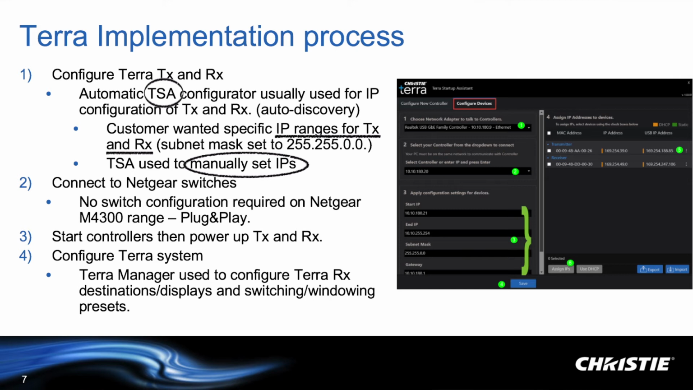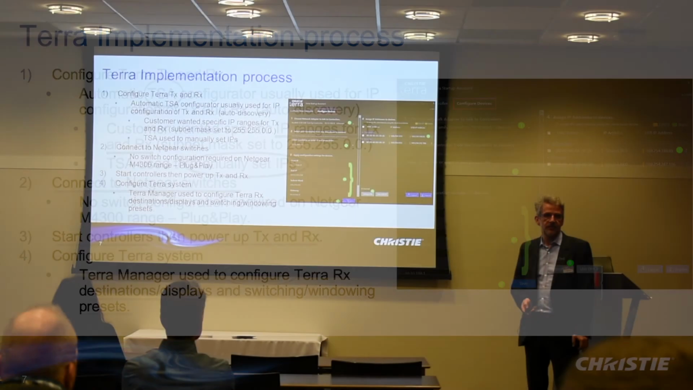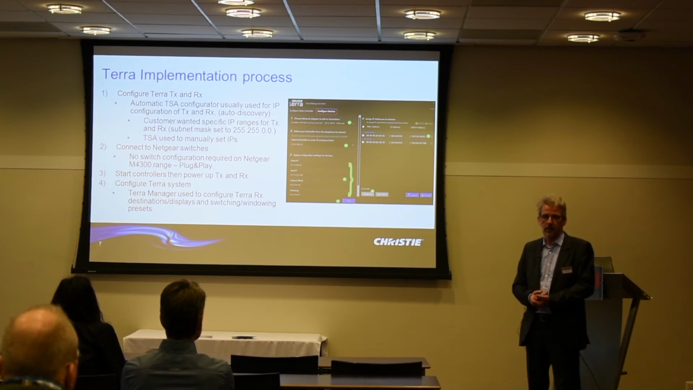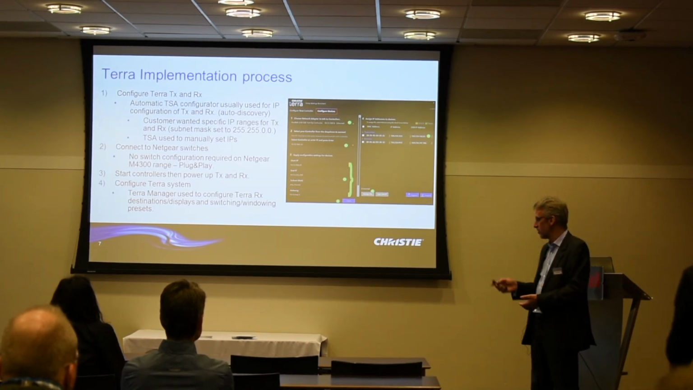Next step was to put everything in the rack, connect everything up to the Netgear switch, start the controllers and power up the transmitters and receivers, and then go to the control room. Last step, to configure the 3 what we call displays in Terra language, so the 3 destinations, the Barco projectors and the monitors, and then start building presets or looks, as it were, that were stored on the controller. So 4 pretty easy steps, and the whole thing went in 1 day. It took us 1 day to do that.